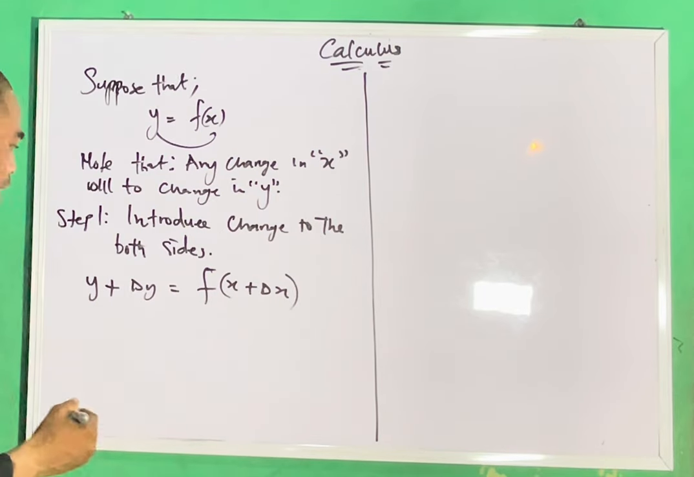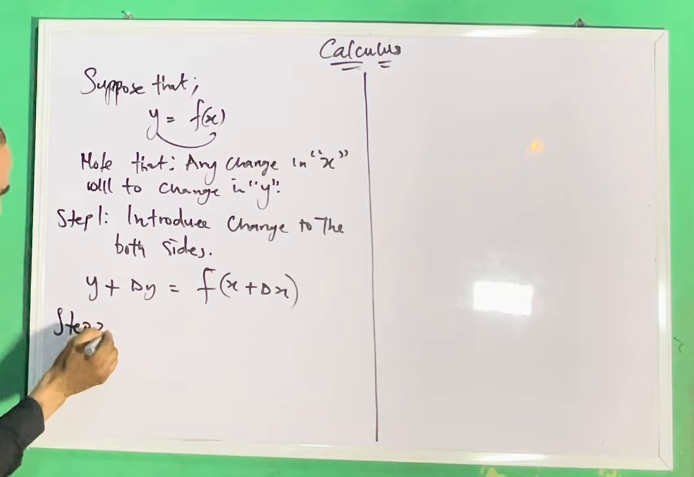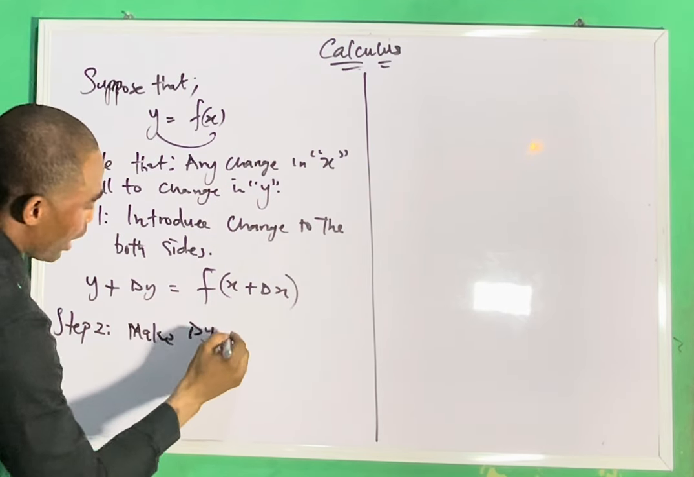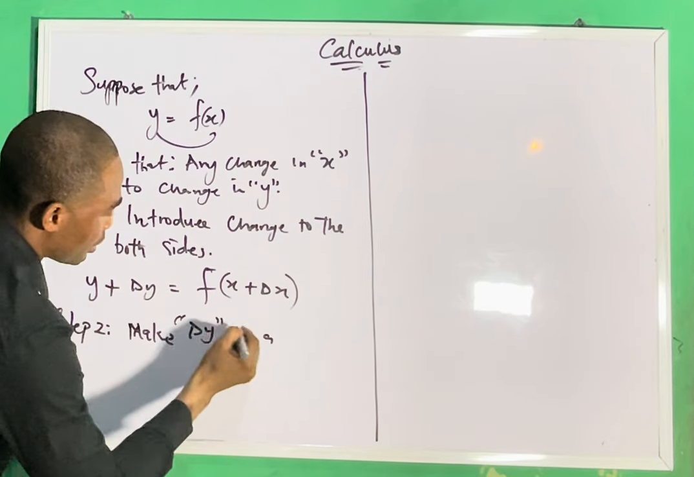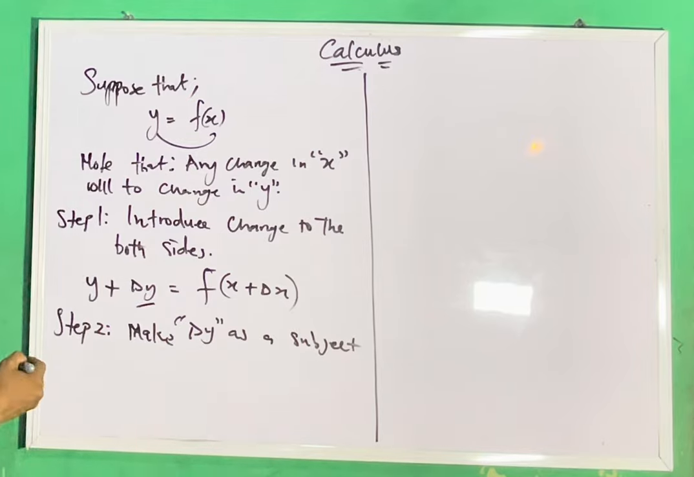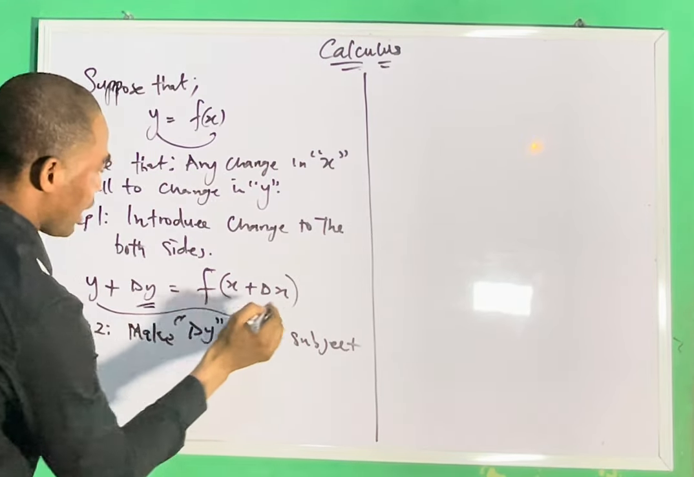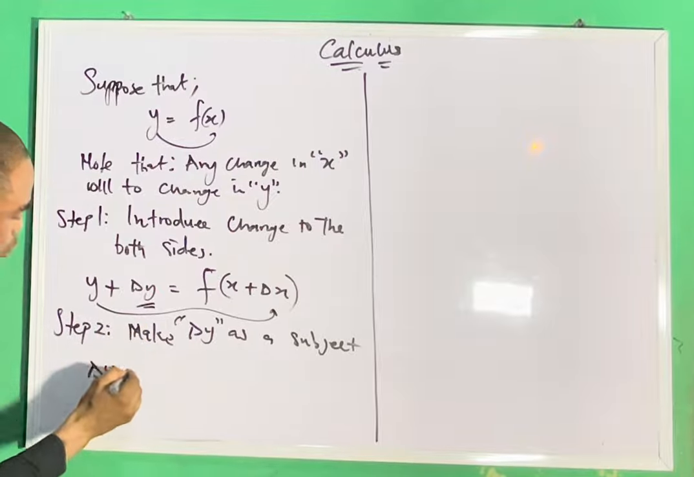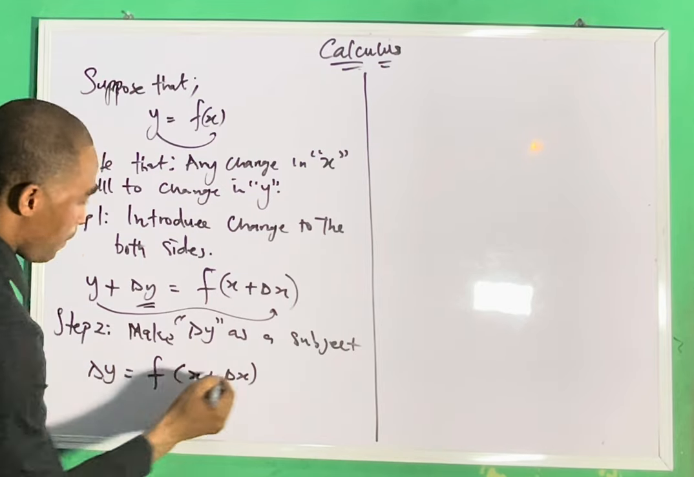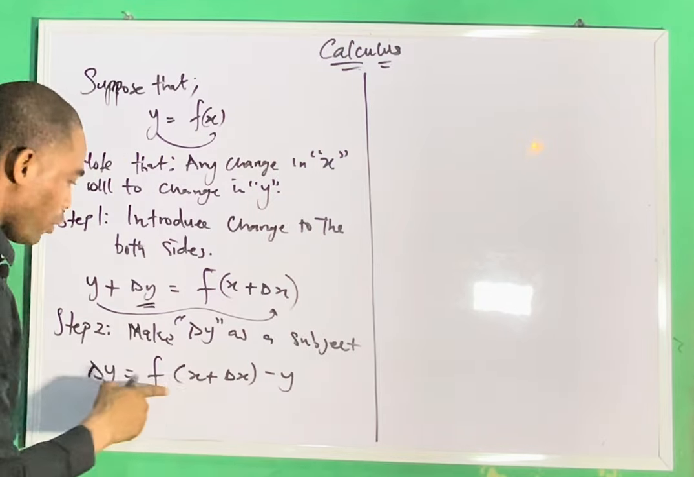So now what you do after this, you make step 2. Make change in y the subject. So that means you are making this the subject. y will have to go to the other side and the sign will change. That means change in y will now equal what? A function of x plus change in x minus y. Hope you are getting it now.